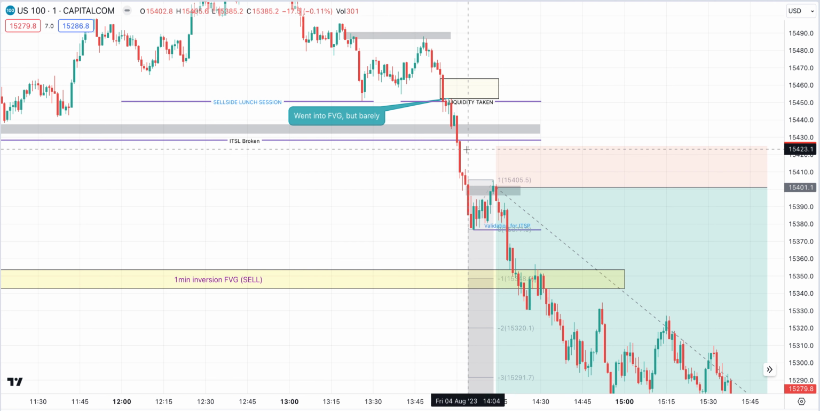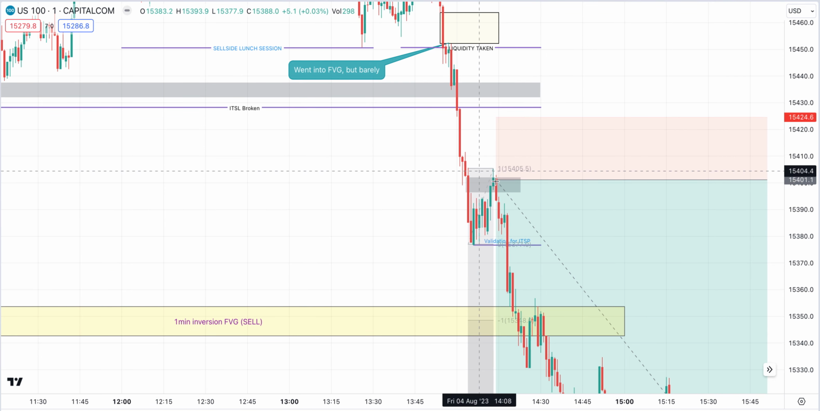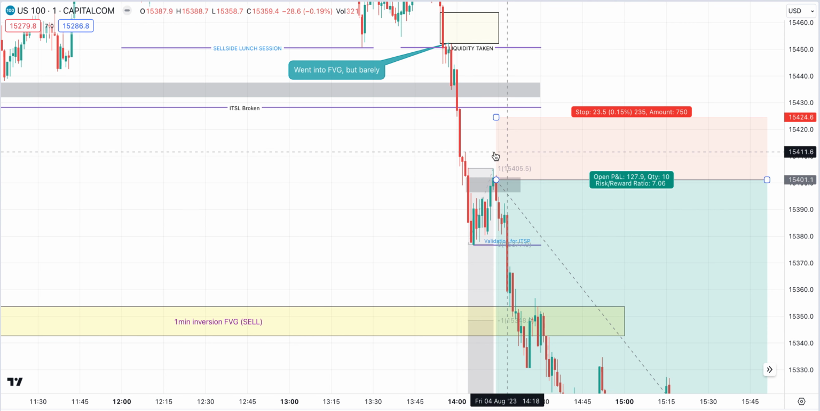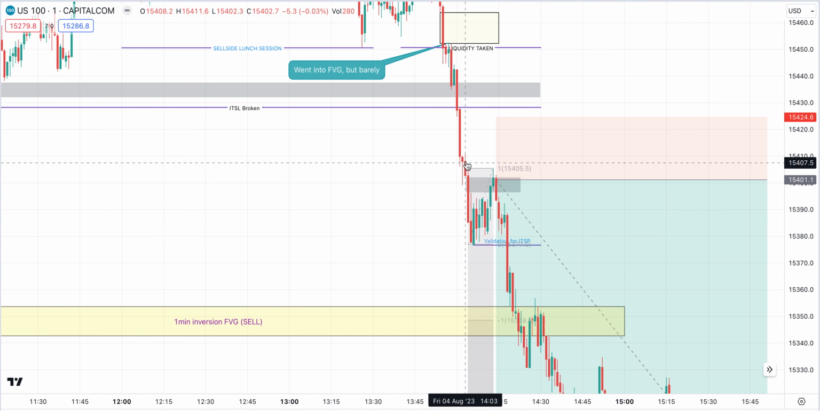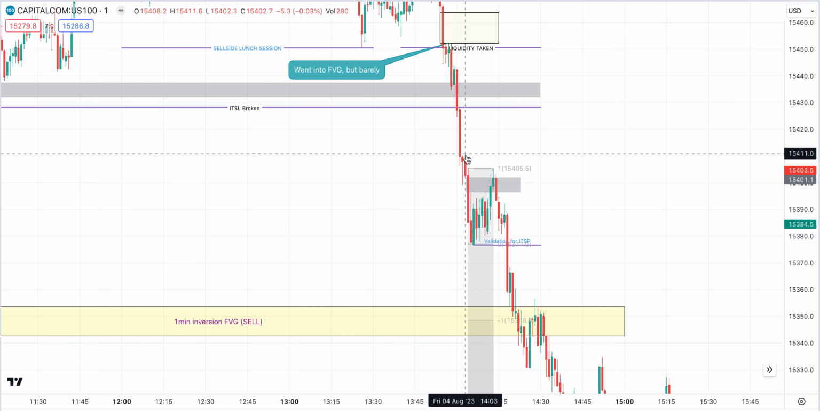So I don't mean the first one as in the first one that starts the session. I mean the first one that it returns to. So if all of this never happened, and there's actually a return, that now becomes an intermediate term swing high, because that low was taken.